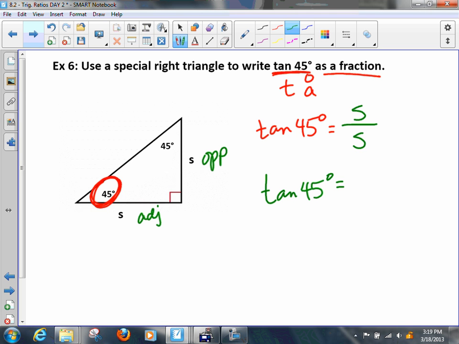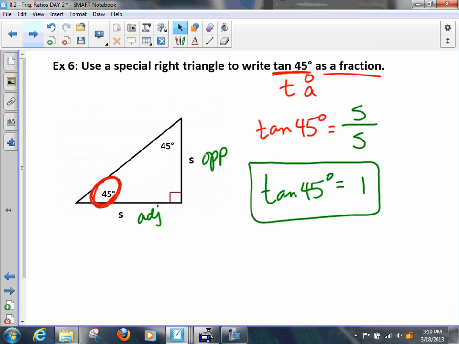How do you reduce this? Something over itself is 1. It's 1. And again, back to trig. About 6 weeks ago, my trig students were having to learn that. You just developed that from what you know about trig ratios, okay?